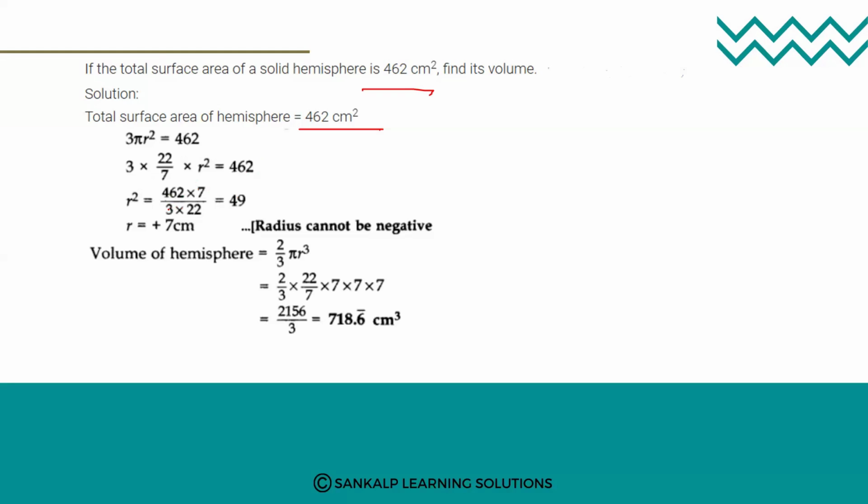Now, 2 ones are 2, 2 twos are 4, 2 threes are 6, 2 ones are 2. Right? Now, 11 ones are 11, 11 twos are 22. 1 remains, 11 ones are 11. That is 7 into 21. 3 sevens are 21. So 7 into 7, that is 49. Right?